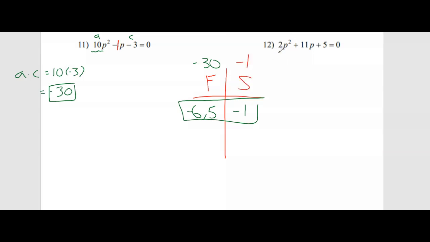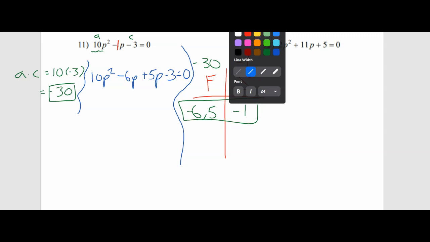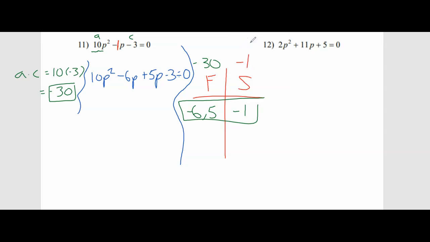Let's rewrite our equation. So I get 10p squared minus 6p plus 5p minus 3 equals 0. Let's make sure we have enough room. I've got to factor by grouping. I don't have any factors yet, right? I just have a bunch of terms. So split them up using parentheses, factor by grouping.